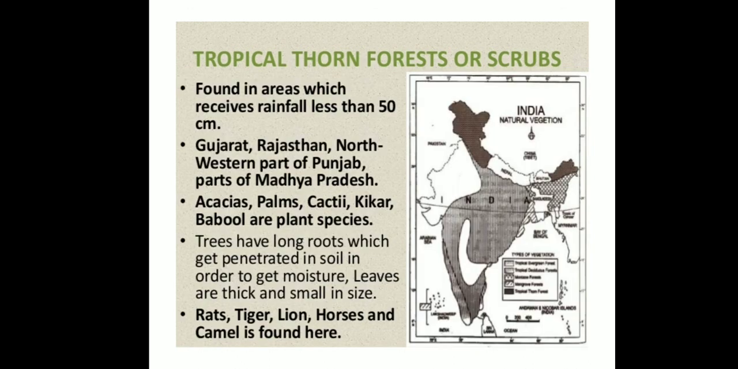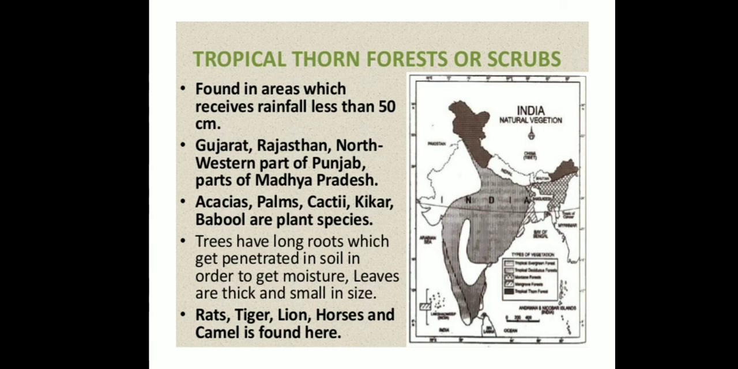Now after that we have tropical thorn forest. These forests are found in the areas which receive rainfall less than 50 centimeters. Gujarat, Rajasthan, northwestern part of Punjab, some parts of Madhya Pradesh. Plants like acacia, palm, cacti, kikar, babool are small plant species that are found here.